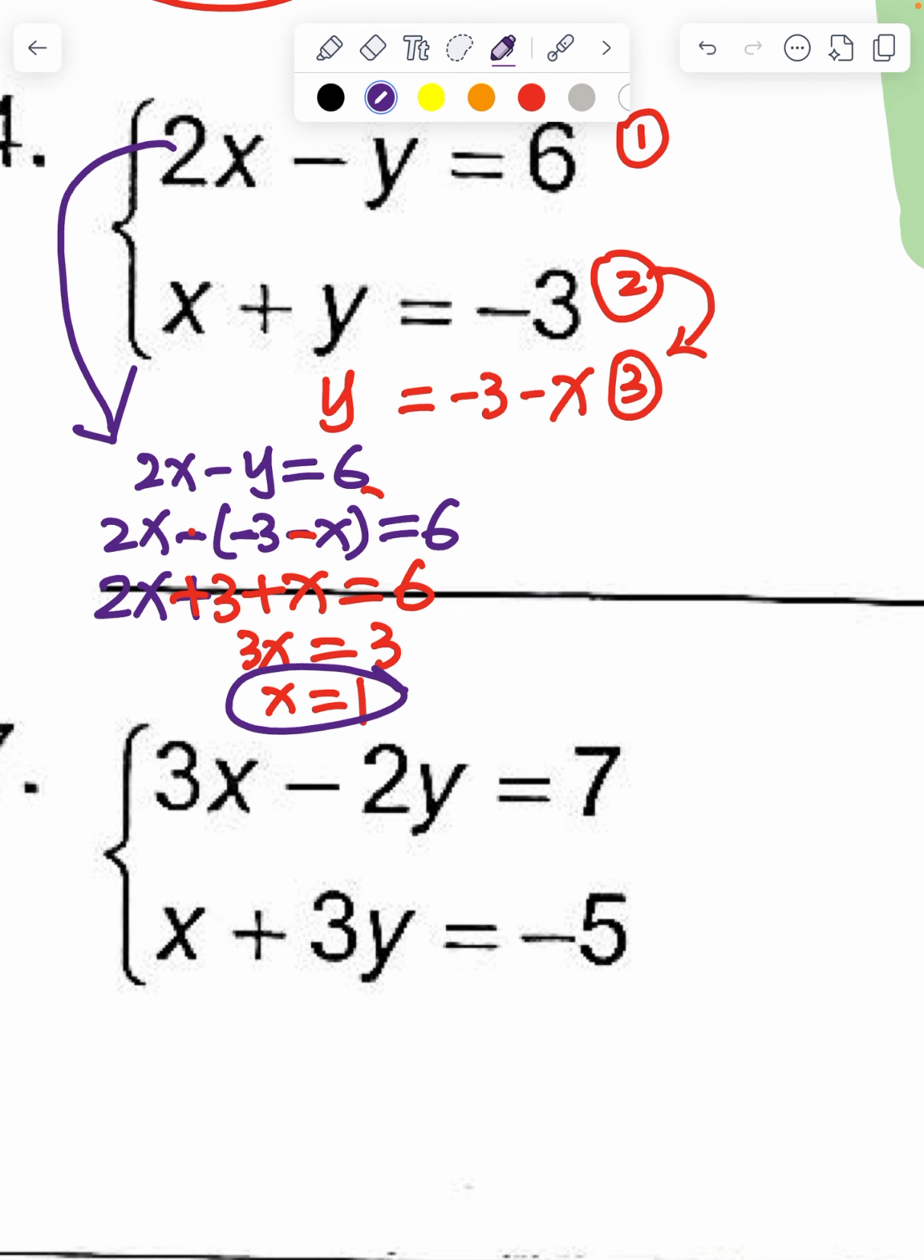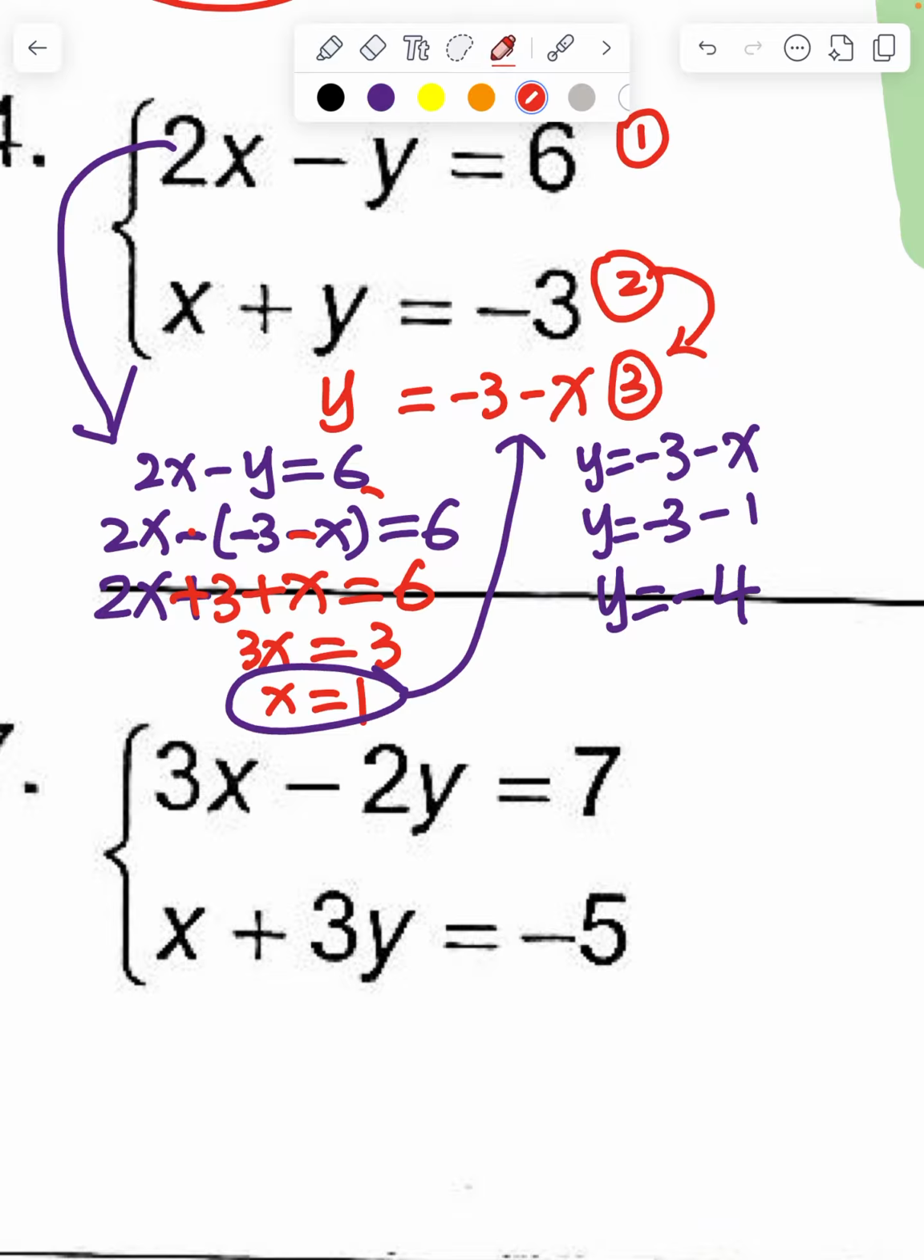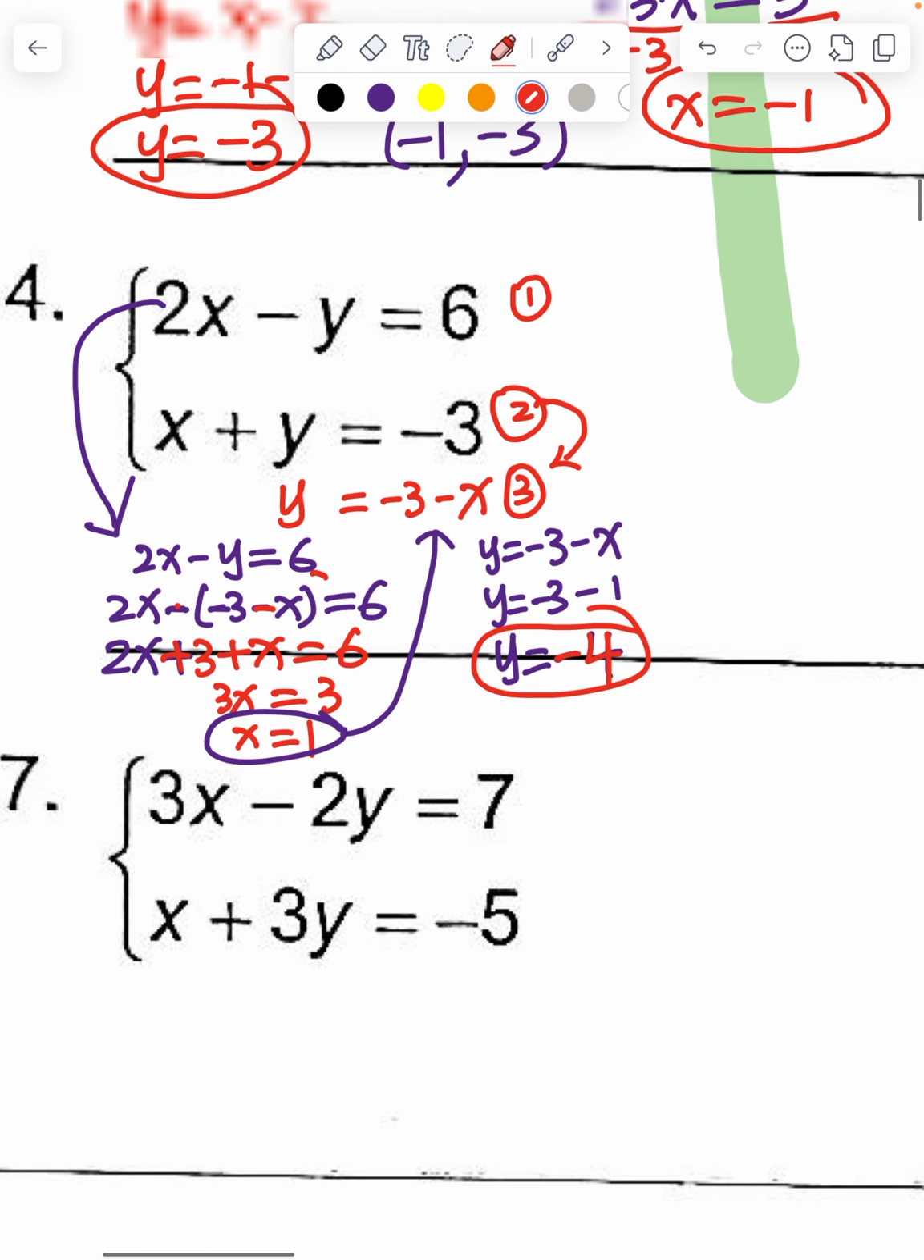And then we can go back to our equation here, solve for y. So y equals negative 3 minus x, so y equals negative 3 minus 1. So y equals negative 4. Negative 3 minus 1, that's negative 4. So solved. So now the final solution is x equal to 1, y equal to negative 4.